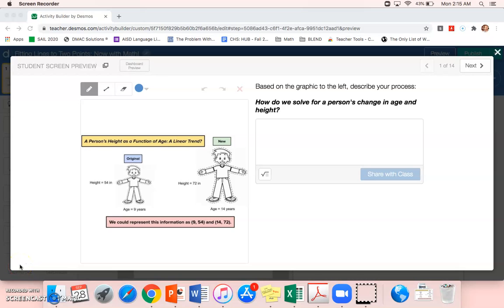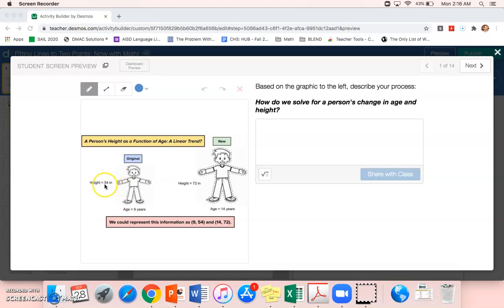So hopefully you found this question really easy, right? So two versions of a person. The original version, 9 years old, 54 inches tall, 14 years old, 72 inches tall. And so how do you measure that change that's happened, right? So there's two ways. There's a slow way, and it sounds something like this.